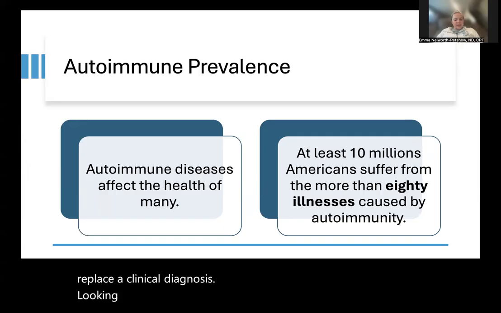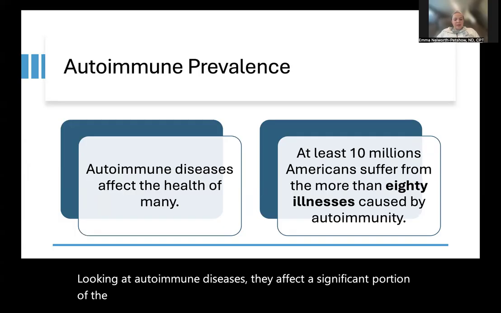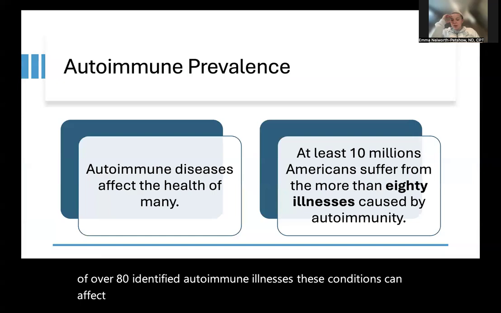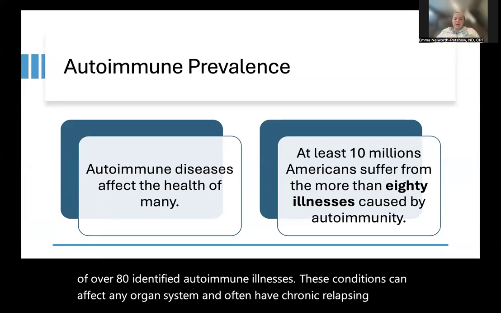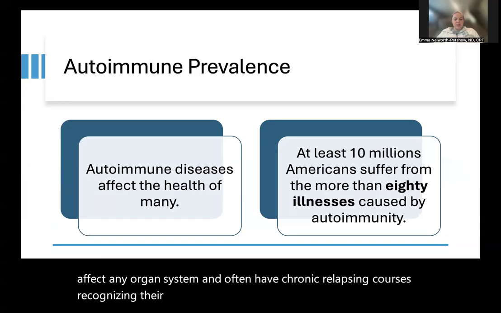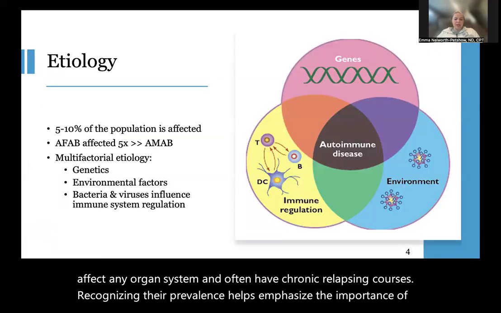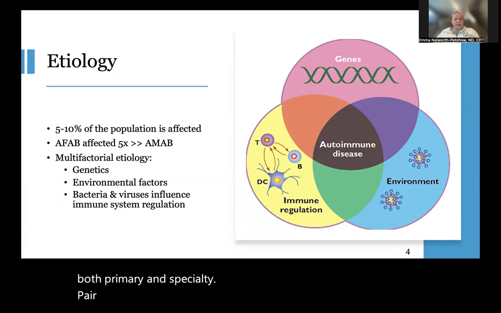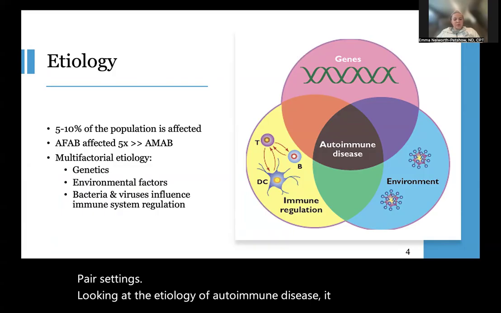Looking at autoimmune diseases, they affect a significant portion of the population, with at least 10 million Americans living with one of over 80 identified autoimmune illnesses. These conditions can affect any organ system and often have chronic relapsing courses. Recognizing their prevalence helps emphasize the importance of early detection and proper interpretation of laboratory testing in both primary and specialty care settings. Looking at the etiology of autoimmune disease, it is multifactorial.